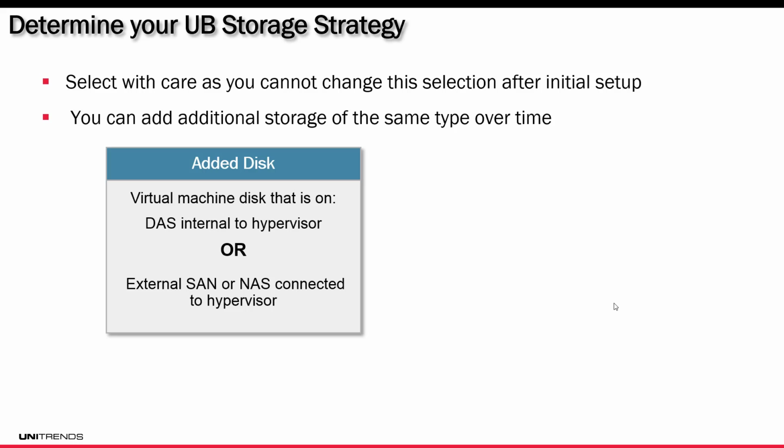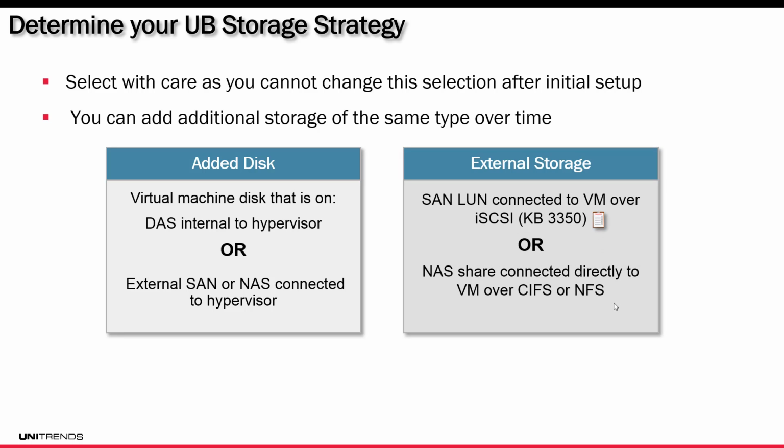Now, when you're talking about a physically added disk, the virtual machine disk that it's on has to be either a DAS internal to that hypervisor, or an external SAN or NAS connected directly to that hypervisor host as well. When you're talking about external storage, such as a SAN LUN connected to that VM over iSCSI, there's a KB article, 3350, a link that can help you out with more information. Or it needs to be a NAS share connected directly to that VM over CIFS or NFS.